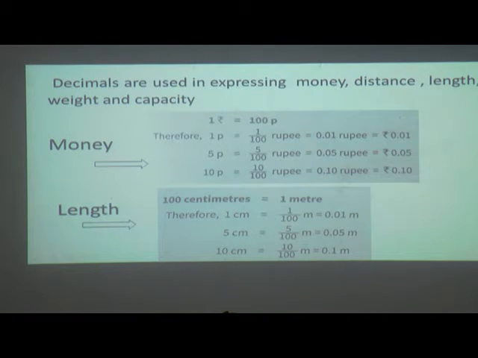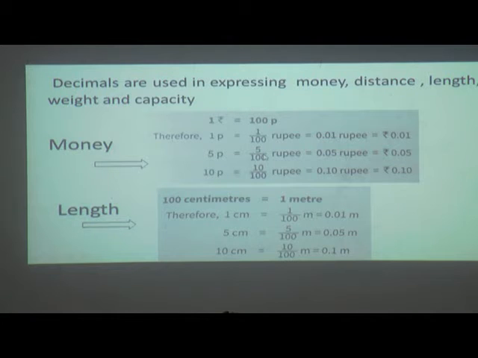Now we have done this for 1 paise, we can do it for 5 paise. 5 paise is equal to what? 5 upon 100, meaning we have to divide by 100 because we have to convert paise into rupees. You know 1 rupee is equal to 100 paise, so we have to divide by 100 to get the amount in rupees. After this you are able to write the fraction.